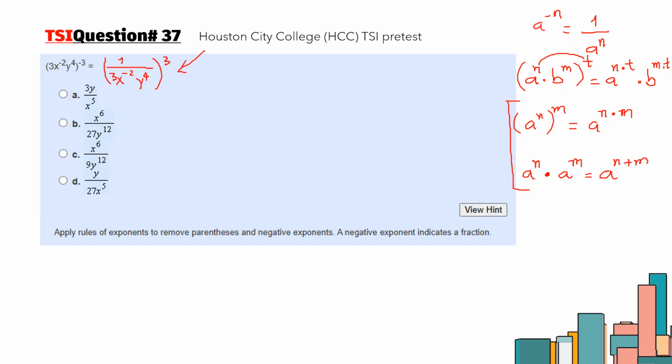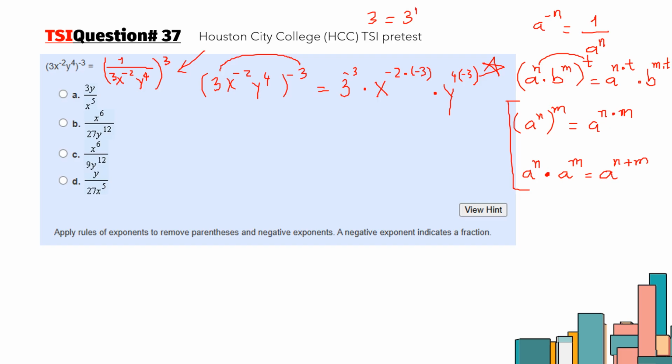When I start to do this, I see that it flips over a few times because I'm working with fractions and negative exponents. So instead, I just rewrite it and distribute using this formula right here. I distribute the exponent to the 3, so I have 3 to the power of -3. Then for the x, -2 times -3. Then y to the power of 4 times -3. My t right now is -3. The 3 means 3 to the power of 1, so that is 1 times -3.